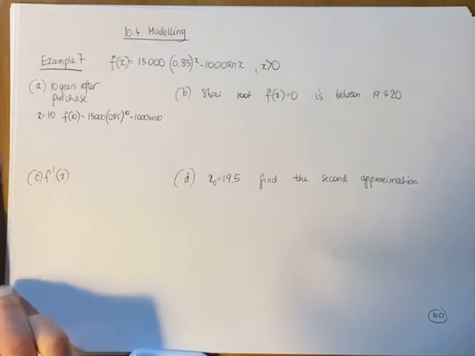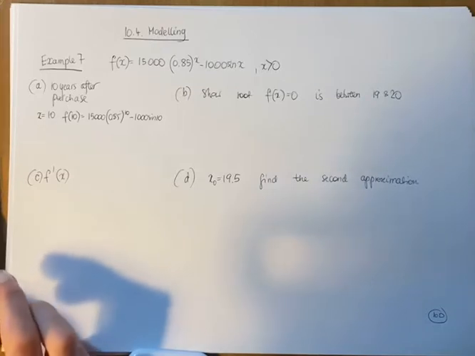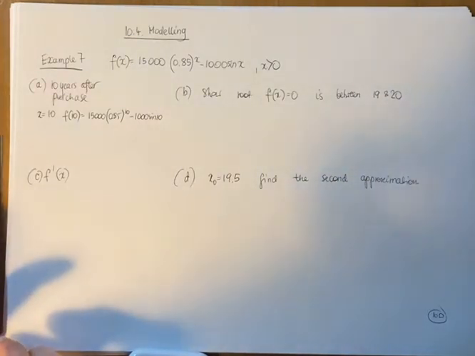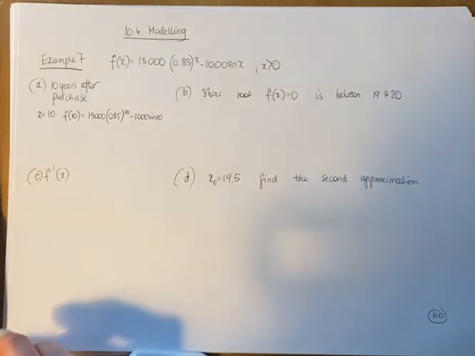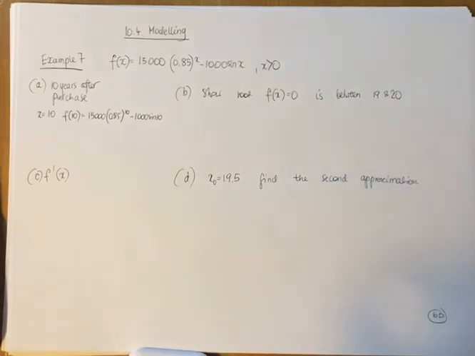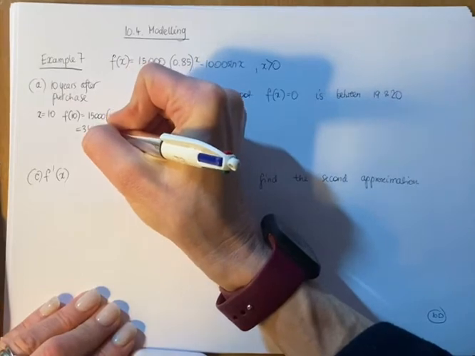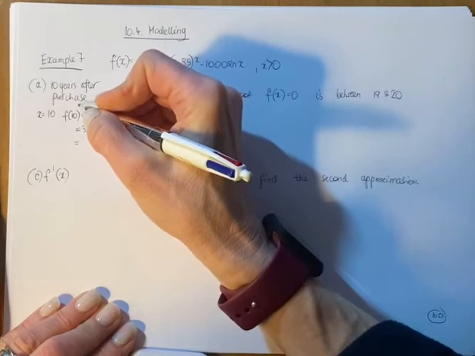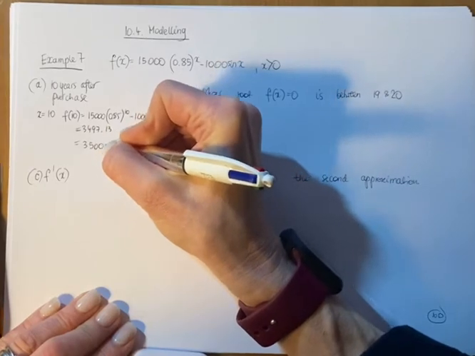Okay, so it's going to be 15,000 times 0.85 to the power of 10 minus 1,000 sine 10. Okay, so that gives me the answer of 3497, which we've been asked to round to the nearest 100, gives me 3,500.